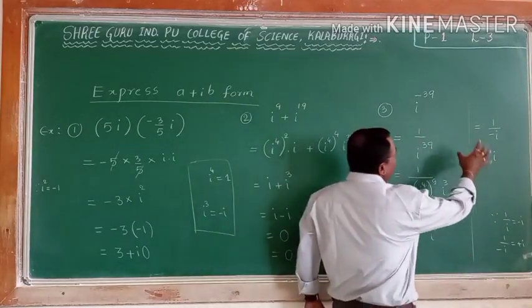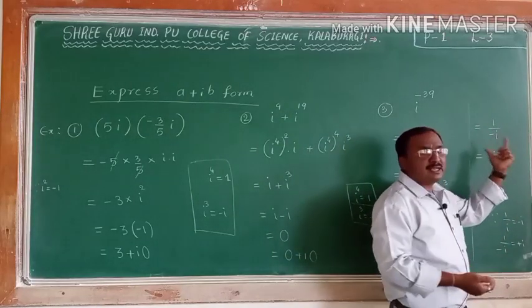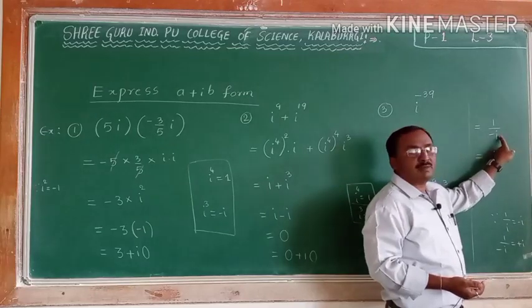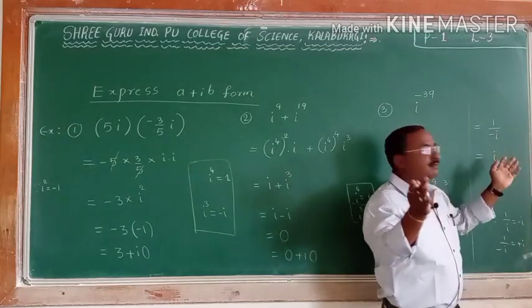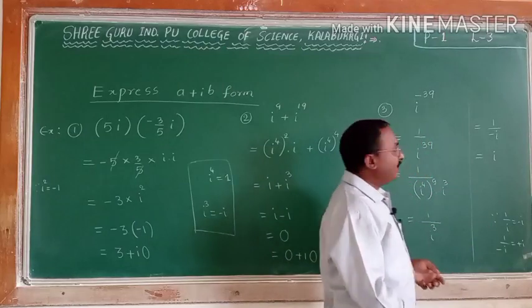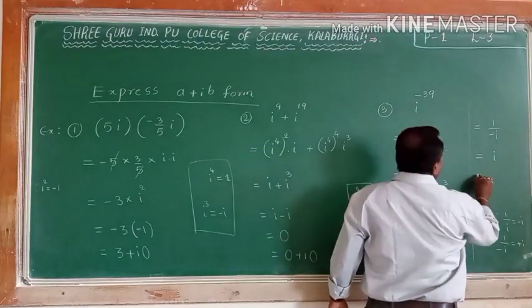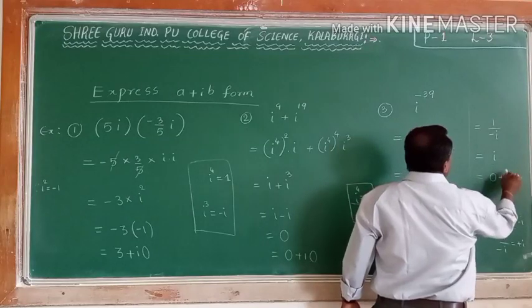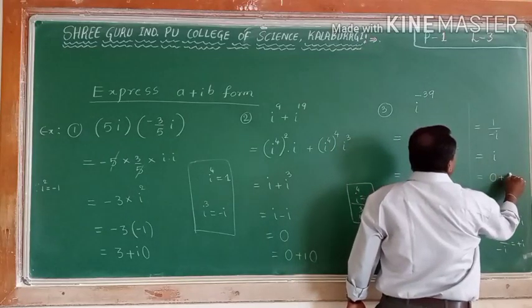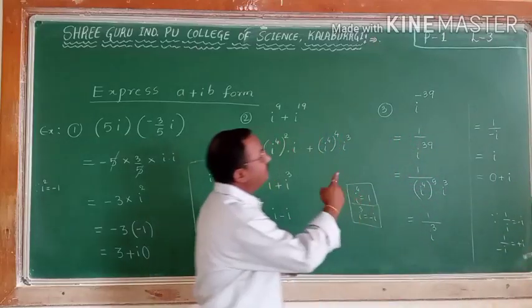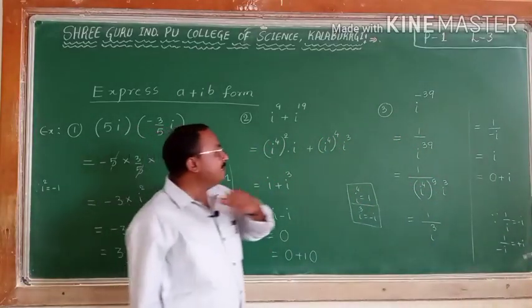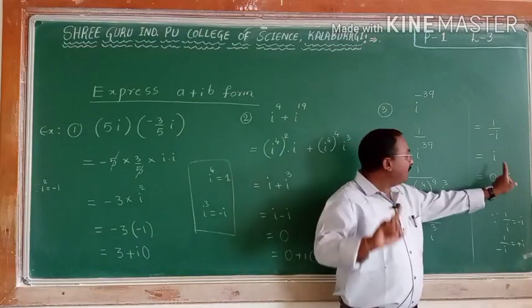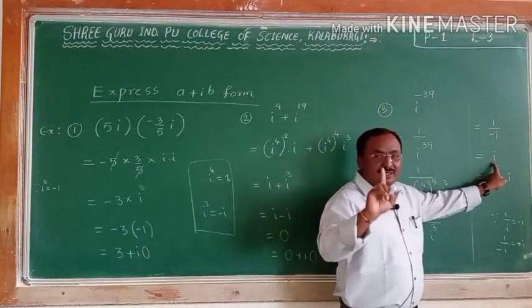Otherwise, if you forget this, for 1 by minus i you can rationalize the denominator: multiply and divide by the conjugate of the denominator, simplify, and we get the answer i. This can be expressed in a plus ib form. A is what? Real part 0. B is what? Already i is there. 0 plus i. In a plus ib form, the real part is 0 and the imaginary part is 1.